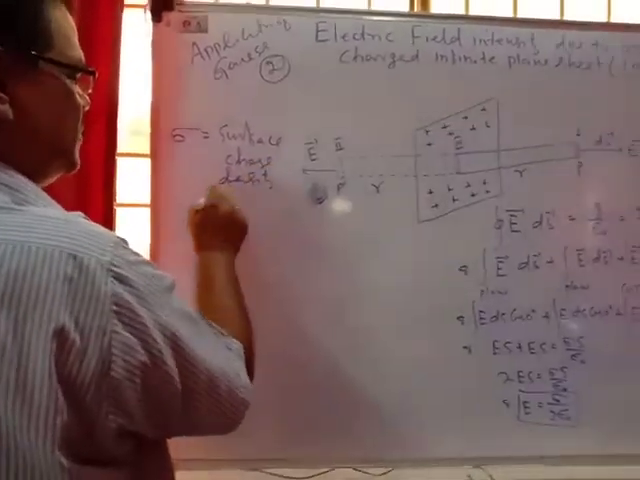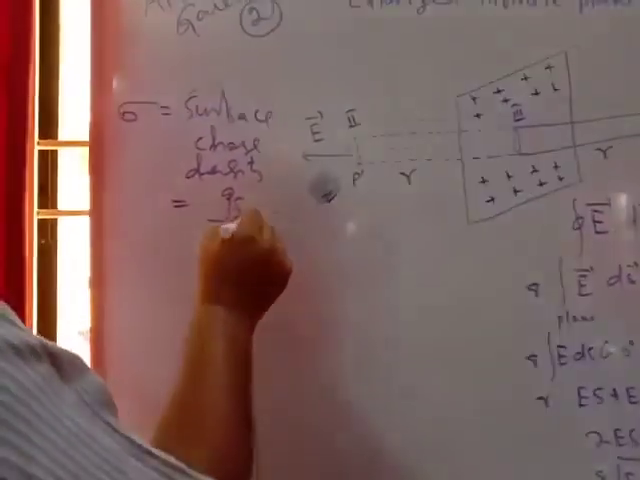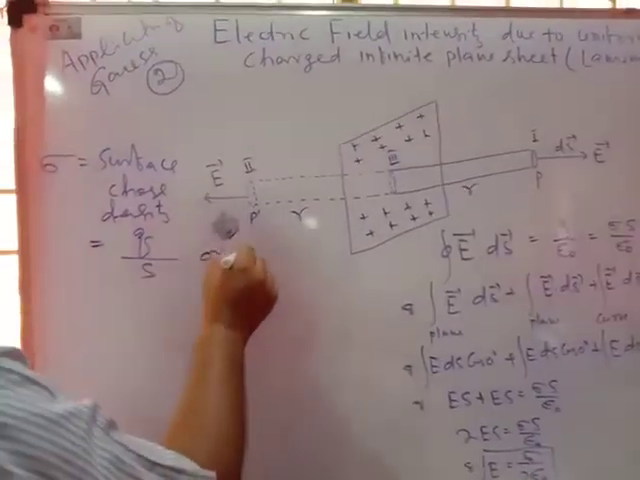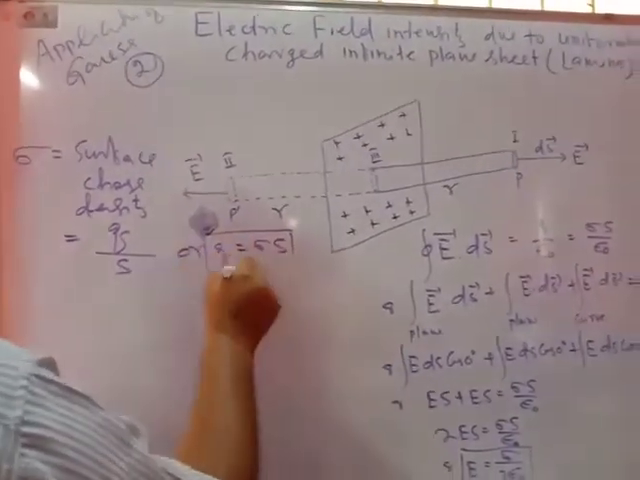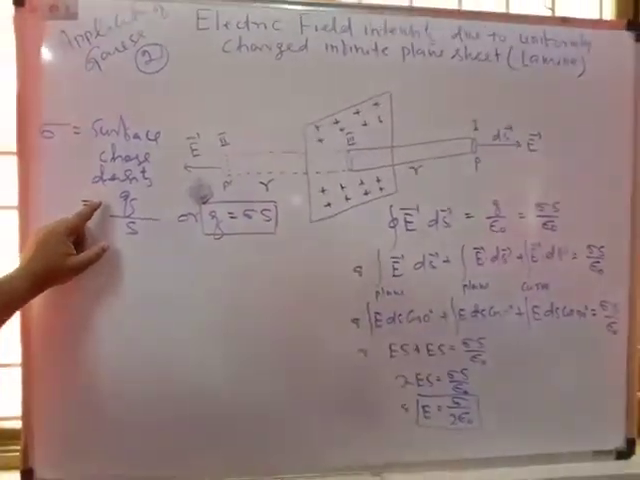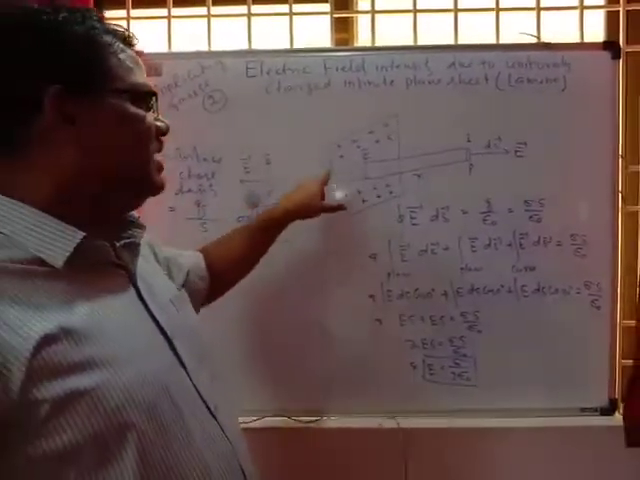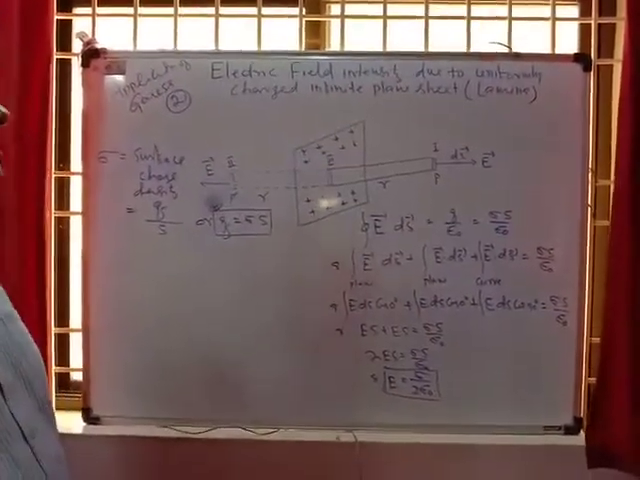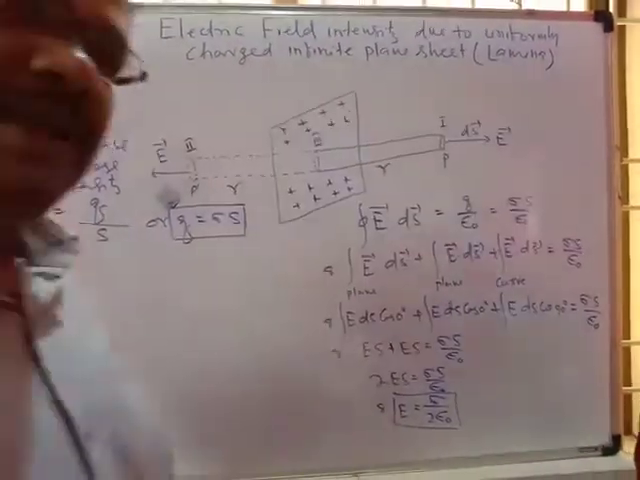Sigma is equal to the total charge given to the sheet divided by the surface area S, or Q equal to sigma S. The total charge given is Q equal to sigma S. Sigma is the surface charge density, the charge given per unit surface area. So here the infinite plane lamina is given Q amount of charge, and it is distributed uniformly.